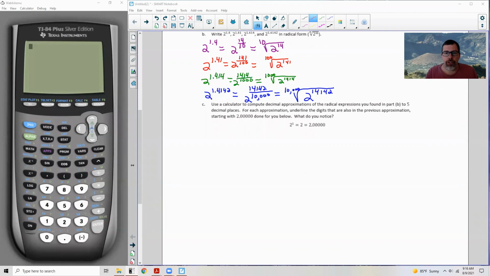All right, now part C says to use a calculator to compute decimal approximations of the radical expressions you found in part B to 5 decimal places. For each approximation, underline the digits that are also in the previous approximation, starting with 2.00000 done for you below. What do you notice? So 2 to the 1 equals 2, which equals 2.00000. Okay. So the next thing we're going to do, I'll do it color coded like I did up here. I'm going to say 2 to the 1.4 equals.